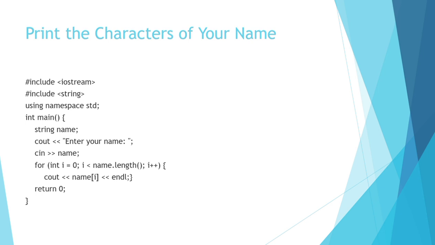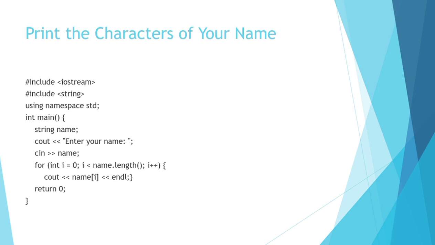for (int i = 0; i < name.length(); i++). This is a for loop that iterates through each character of the string name. The loop starts with i equals 0, so it begins at the first character of the string. i is less than name.length(): the loop continues as long as i is less than the length of the string. name.length() gives the total number of characters in the string. This ensures the loop runs for each character in the string. After each iteration, i is incremented by 1, and the loop moves to the next character.